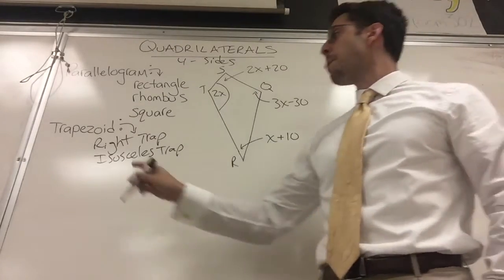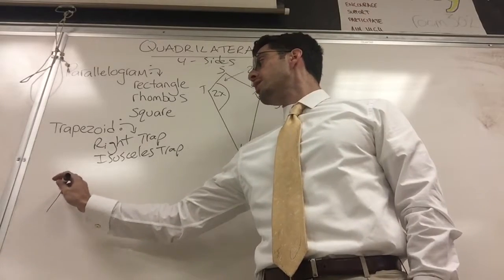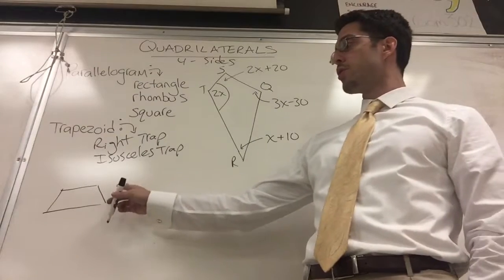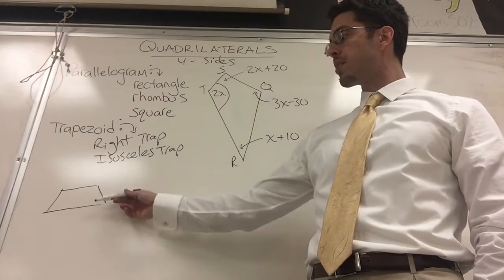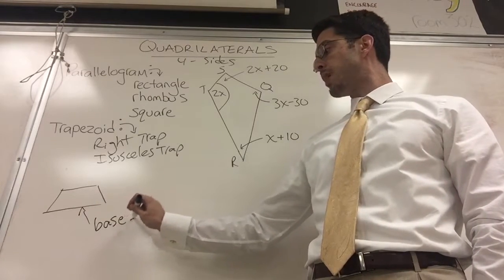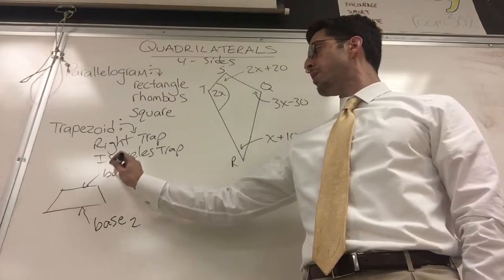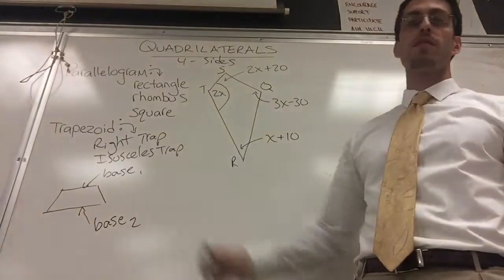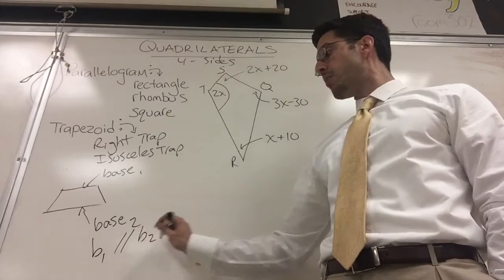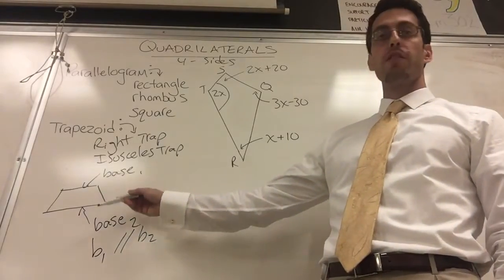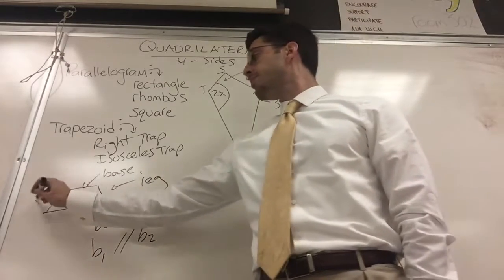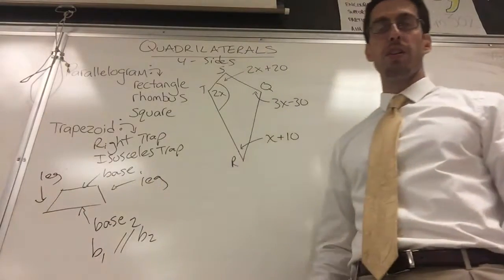Here's a quick diagram. Trapezoid, four sides, and it looks like this. And the definition of a trapezoid is that two bases, we're gonna call these the bases, base two, this will be base one. The two bases are parallel. Base one is parallel to base two. So you have one pair of parallel lines, and then the legs are not parallel to each other.